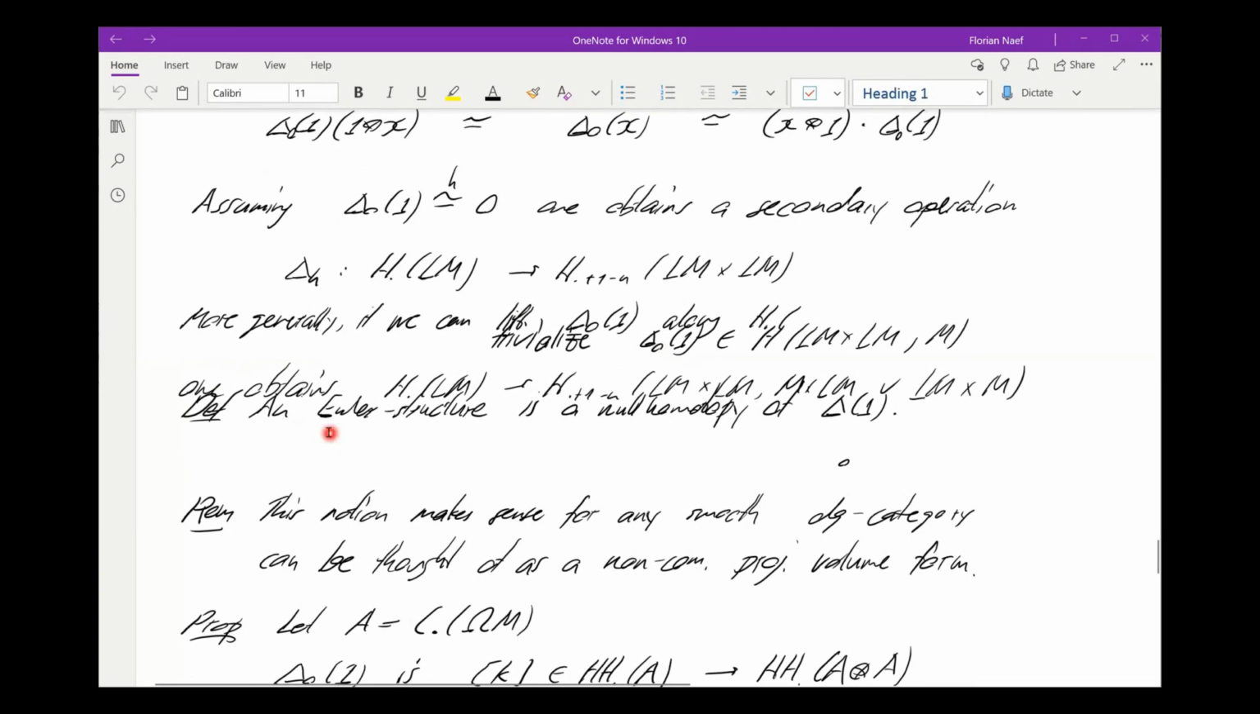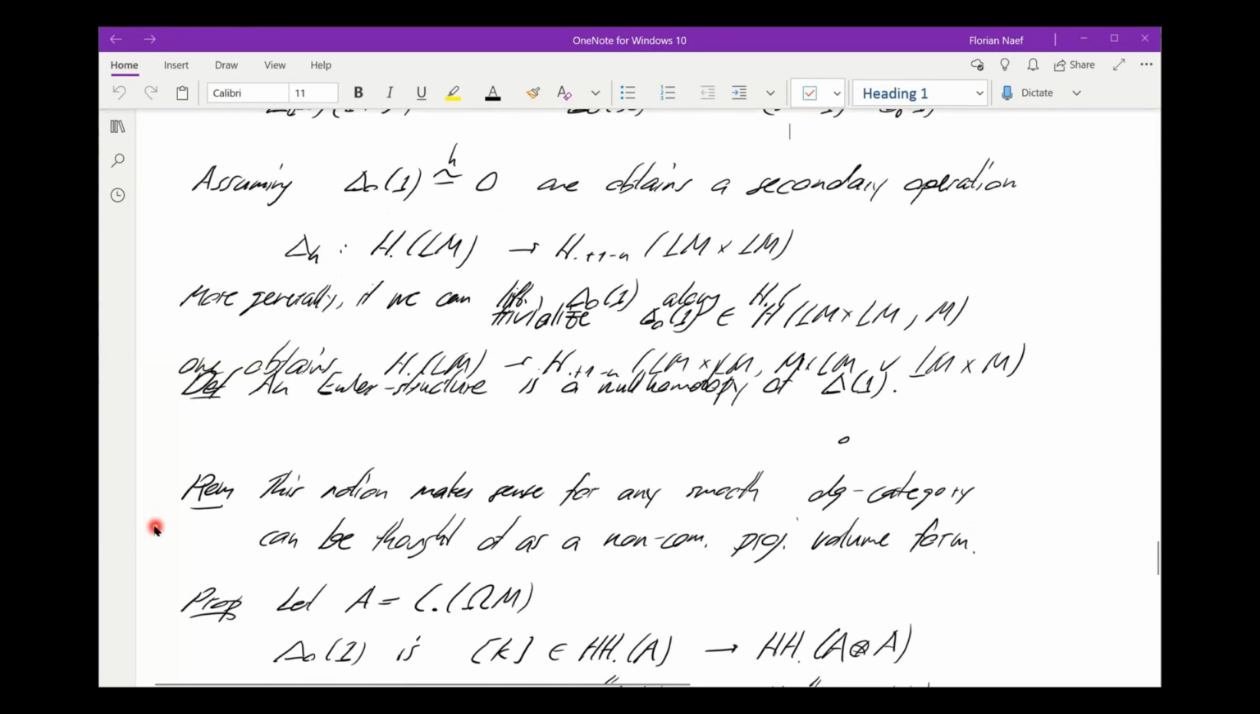So in particular, let's call this notion something. Let's say a null homotopy of this coproduct of 1, let's call this an Euler structure. One remark is that this notion makes sense for any smooth DG category, because that part of the TFT only needs the smooth part, and you don't need the Calabi-Yau structure. One can think of it as some kind of non-commutative projective volume form.